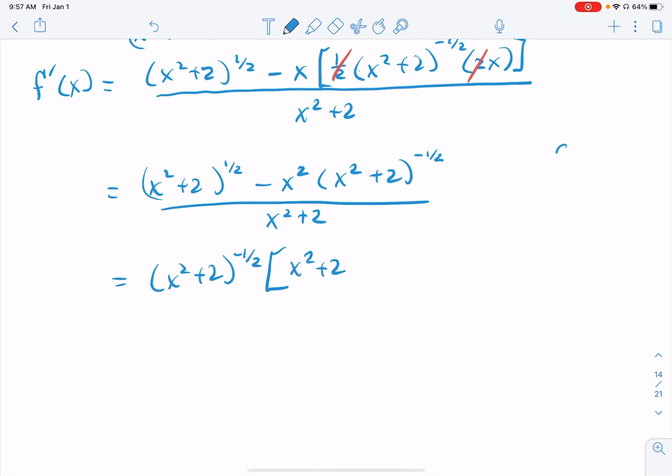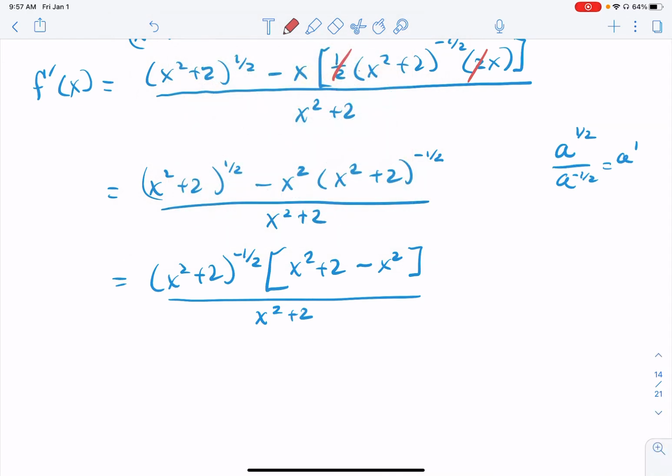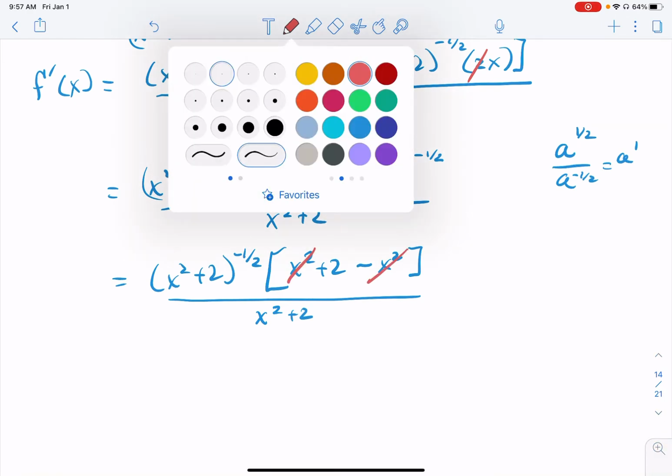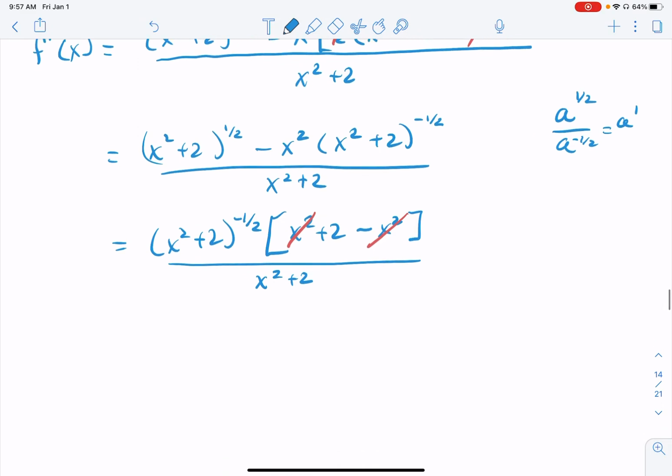I'll do that right over here. It's like a to the positive 1/2 divided by a to the negative 1/2 is equal to a to the positive 1, right? Whenever you subtract those exponents. And then finally minus x squared, because that is the same thing as what we factored out, over x squared plus 2. Cancel, cancel. How convenient was that? So convenient. All right, and then I'm going to bring this negative exponent down here to the bottom. So it is to the negative 1/2. It'll be to the positive 1/2 whenever I bring it down to the bottom.